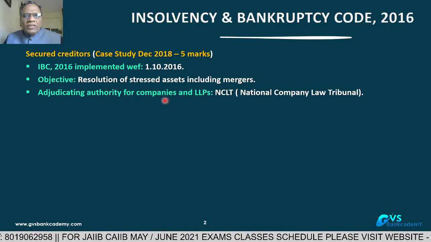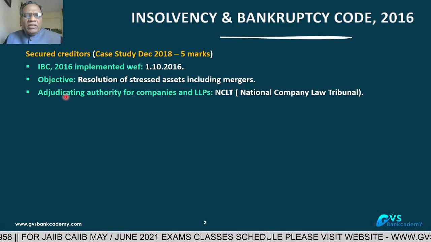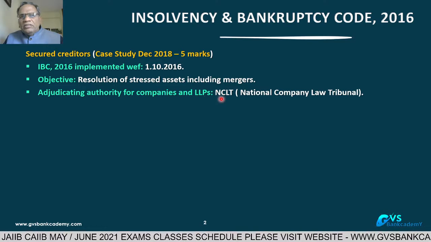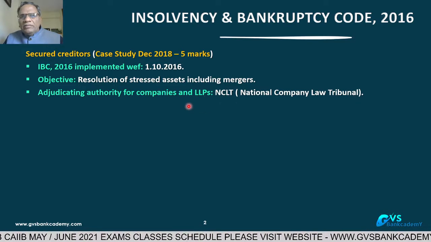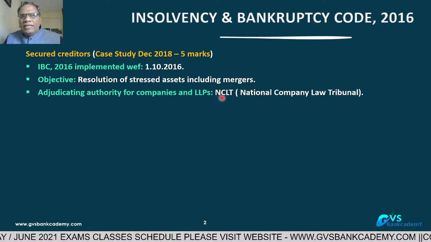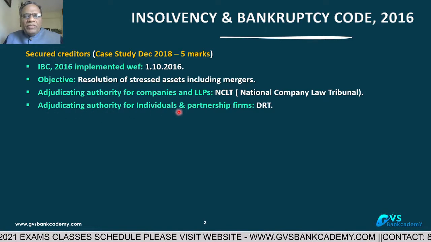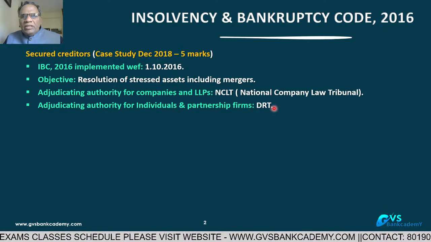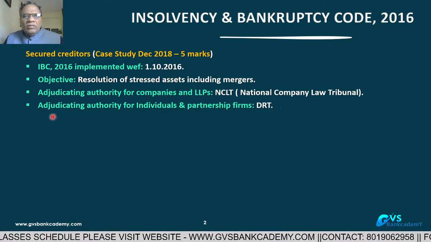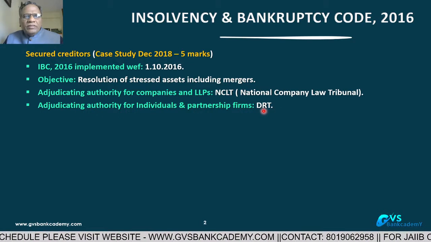Adjudicating authority for companies and LLPs. Adjudicating means the deciding, resolving authority for company cases and limited liability partnership cases. That is the National Company Law Tribunal, NCLT. Sometimes they ask the abbreviation: NCLT, National Company Law Tribunal. Adjudicating authority for individuals and partnership firms is DRT, the Debt Recovery Tribunal. This was not notified by the Government of India so far, not notified as of date.